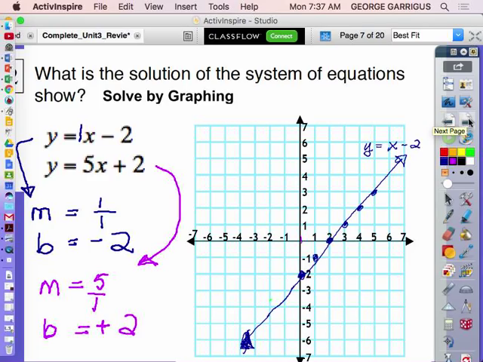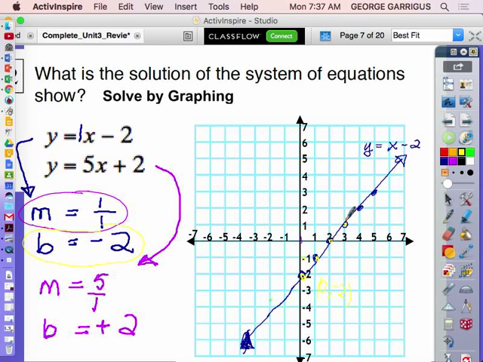Problem number 2. We have this problem. This is the second problem. Y equals 1x minus 2. So we have a slope here of 1 over 1. And we have a y-intercept of negative 2. So we have to start at 0, negative 2. And we rise 1, run 1. Rise 1, run 1. Rise 1, run 1.